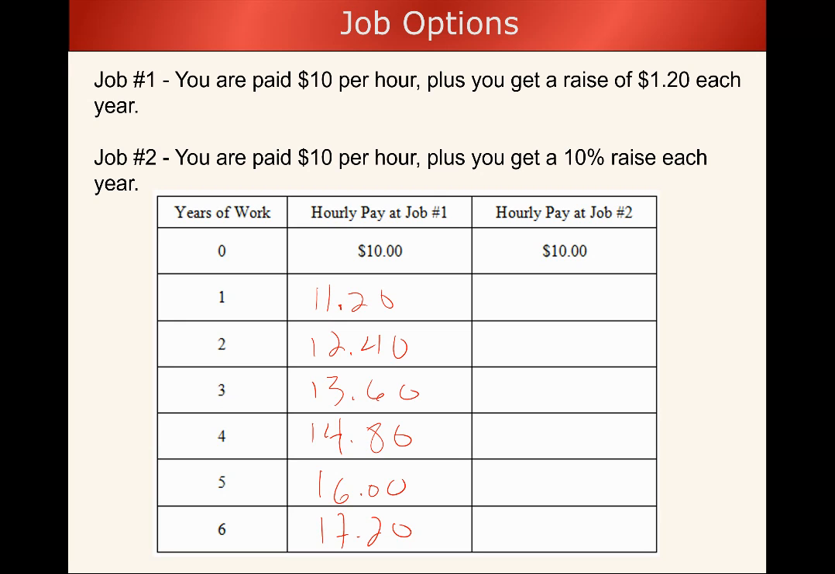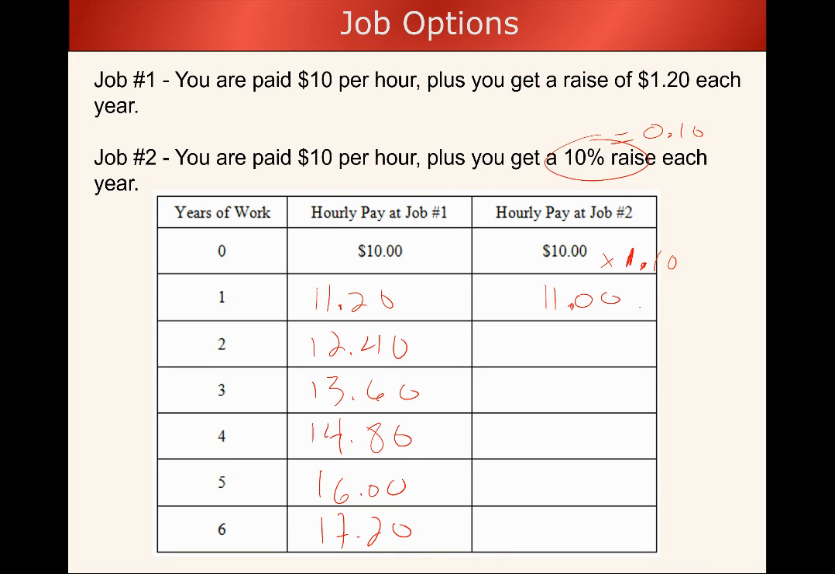Job two, it's not a whole lot more complicated. To give yourself a 10% raise, you multiply by 1.10. The 0.10 is 10% in decimal. So I go 10 times 1.10. Well, that gives me $11 after the first year. So already it's not looking that good, is it?